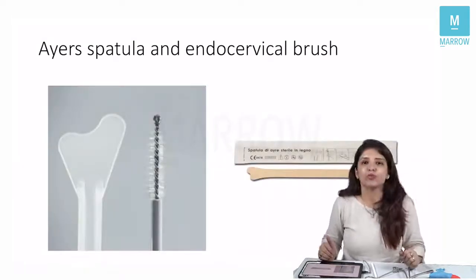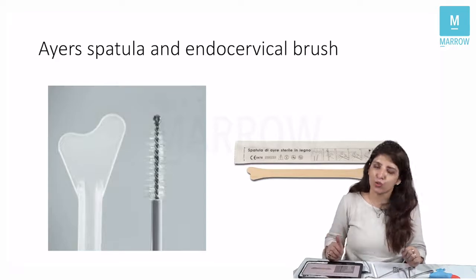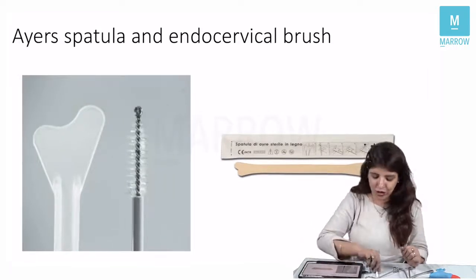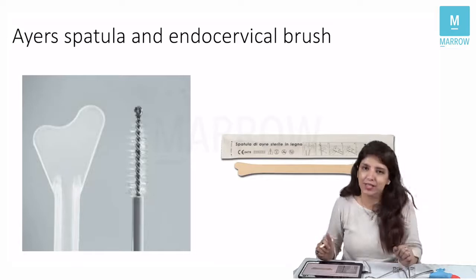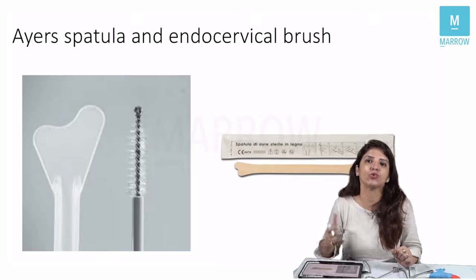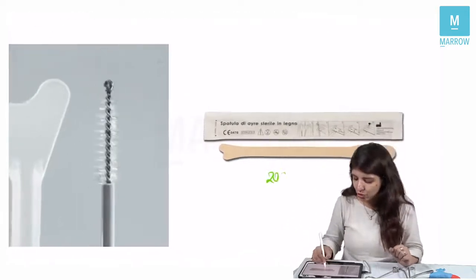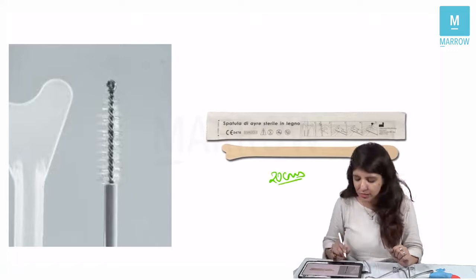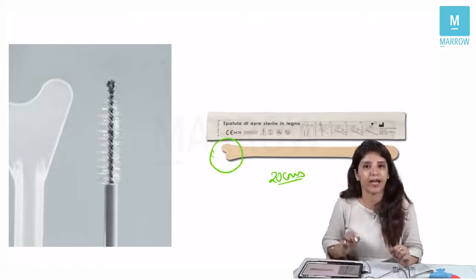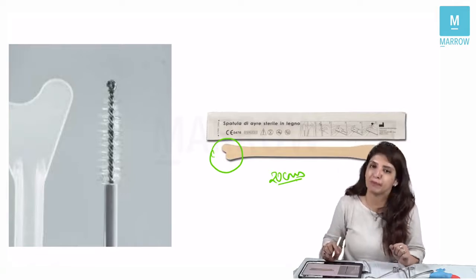Now, this instrument over here, you all know that this is an Ayer's spatula and an endocervical brush. Ayer's spatula, these days we use a plastic Ayer's spatula, but wooden Ayer's spatula is also available and is still being used in government setups. Now, in Ayer's spatula, the length of the spatula is 20 centimeters. It has a bifid end, and it is from this bifid end that you have to take a pap smear.